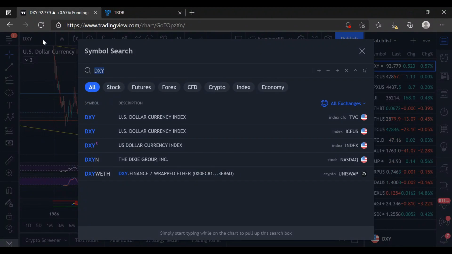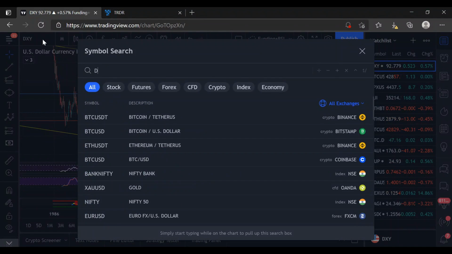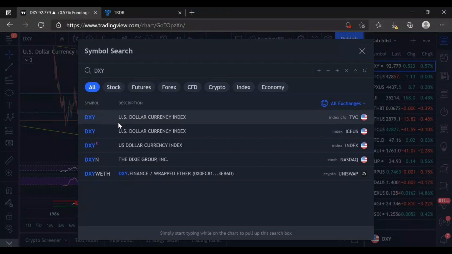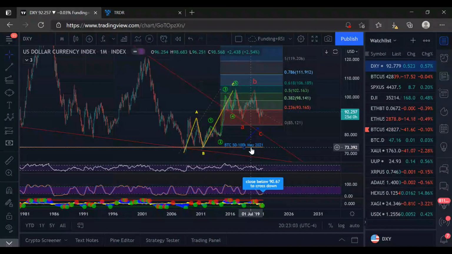Dollar. Maybe it's... let me check. DXY, the index? Maybe I put it on the index by the end of the year. Yeah, here's my old chart. It still has it.